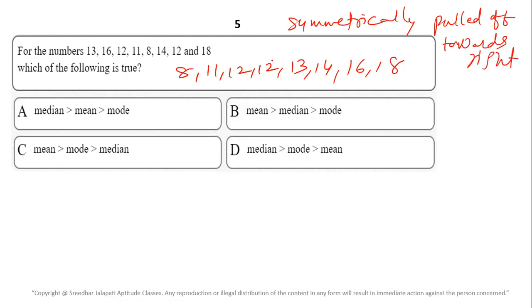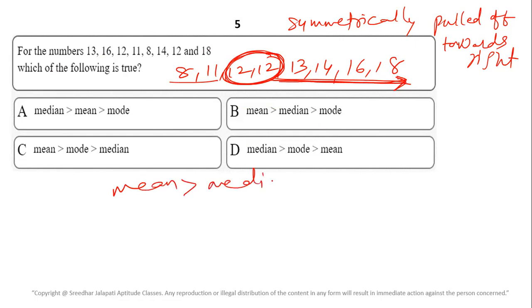In the sense, the element which occurred more number of times is 12, and the maximum data is on the right hand side. After this, more data is on the right hand side compared to the left hand side. So this is called data pulled towards the right. If the data is pulled towards the right, then mean is greater than median, which is greater than mode. You can say that directly without finding.